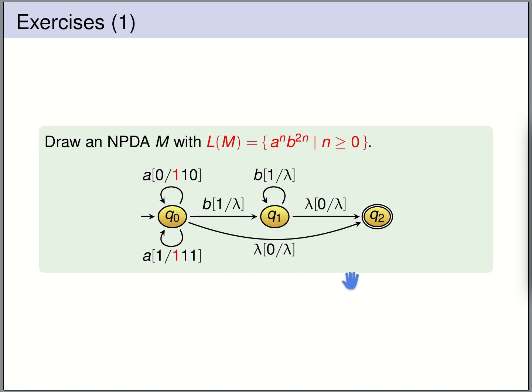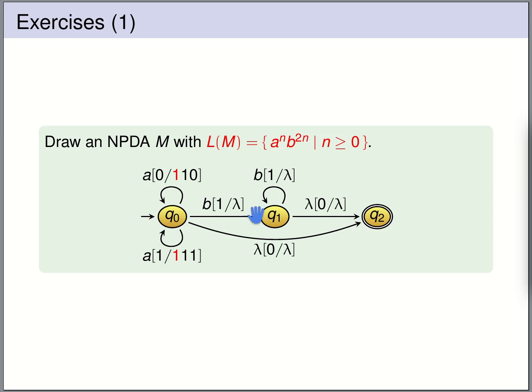So this is basically the same automaton as we've seen on the previous slide, but instead of adding a single 1 for every a, we add 2 1s on the stack for every a. So if there's a 0 on the stack, we replace it by 1 1 0. If there's a 1 on the stack, we replace it by 1 1 1. So 2 additional 1s for every a.